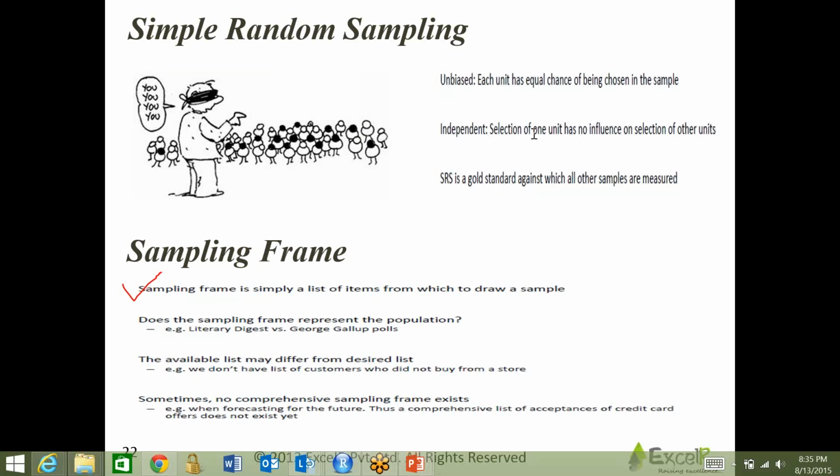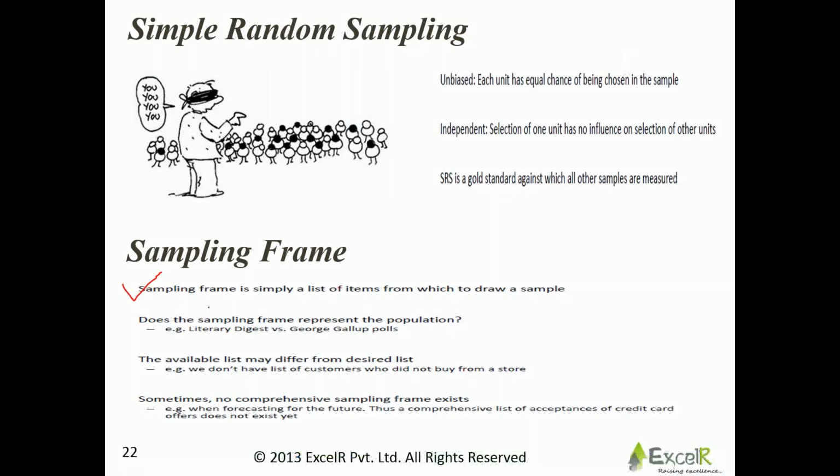In mergers and acquisitions, your sampling frame will vary. If you say, "Hey, I want to acquire a company who is willing to be sold out for $1 million or less," probably my sampling frame is going to vary in that way, right? Okay, so a sampling frame is simply a list of items from which to draw a sample. Yeah, it can be a company, yes, absolutely.